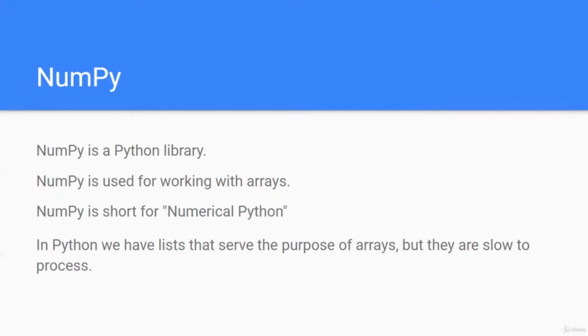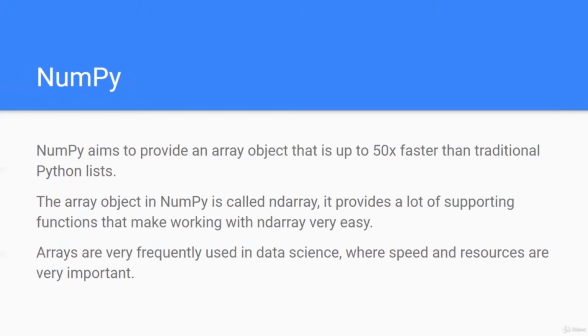What is Numpy? Numpy is one of the Python packages. Numpy is a Python library package used for working with arrays. Numpy is sometimes called numerical Python, which is used for mathematical computations on arrays. In Python, we have lists that serve the purpose of arrays, but we know that lists are slower compared to Numpy. Numpy has 10 times higher execution speed. Numpy aims to provide an array object that is up to 50 times faster than a traditional list.